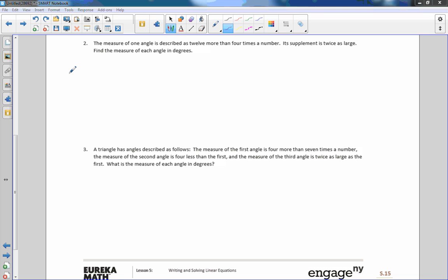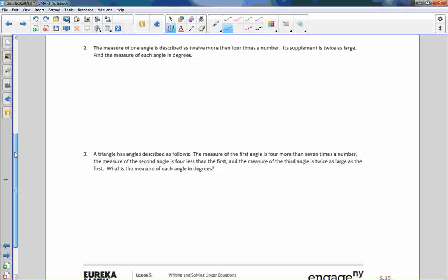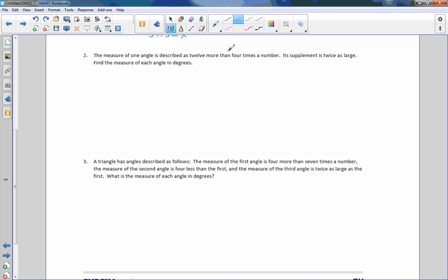Okay, number 2. The measure of one angle is described as 12 more than 4 times. Okay, so let me stop right there. Change colors here. 12 more than. Plus, and read right to left. 4 times some number. Okay, that is angle 1. So the measure of angle 1 equals 4x plus 12.